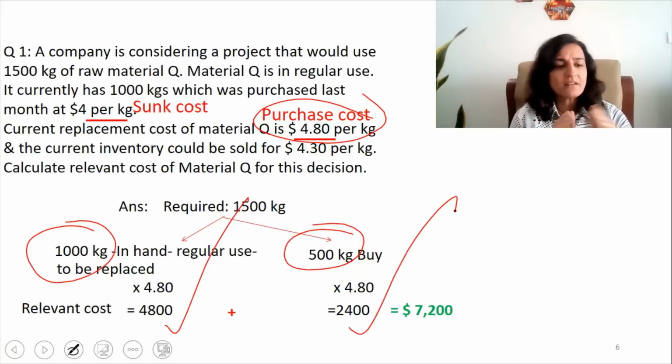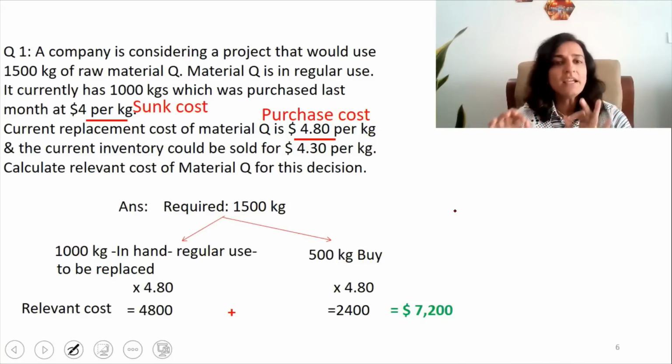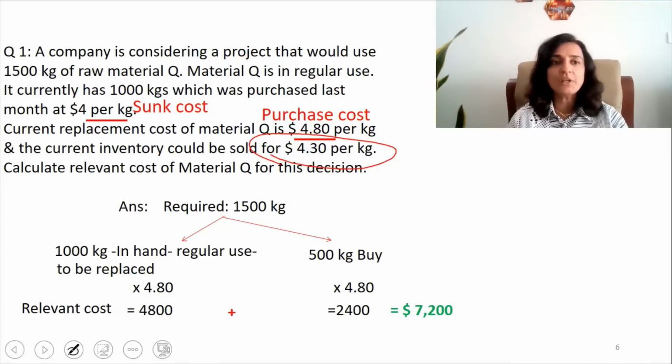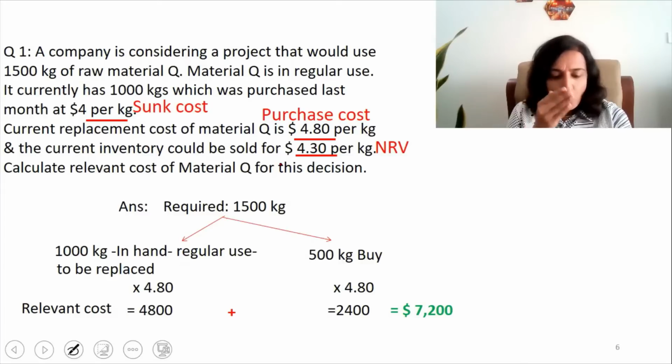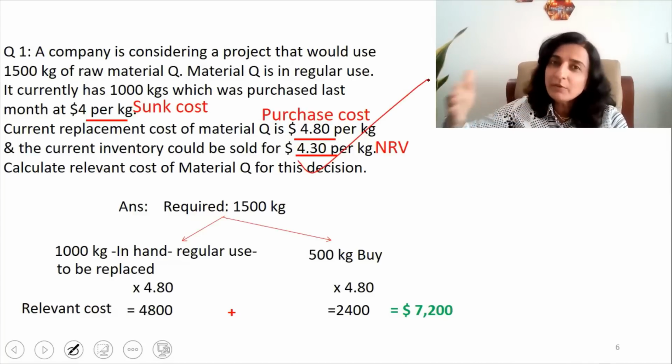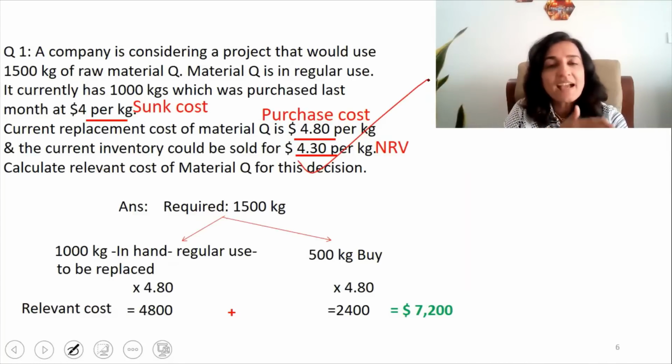Now coming back to the question, it is mentioned the current inventory could be sold for $4.3 per kg. 4.3 is nothing but the NRV, agreed. But are we losing this NRV because of our new decision? Think for yourself. What is the present situation? In the present situation, we are using material Q regularly for our existing business. Are we trying to sell this in the market? No. So even if we take a new decision, there is no lost cash inflow. That is the reason why NRV is not considered a relevant cost in this question.